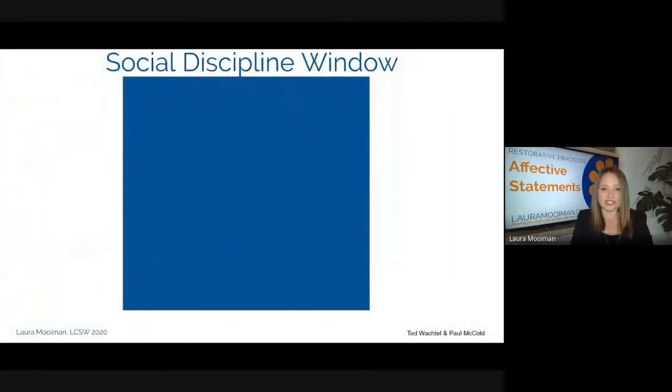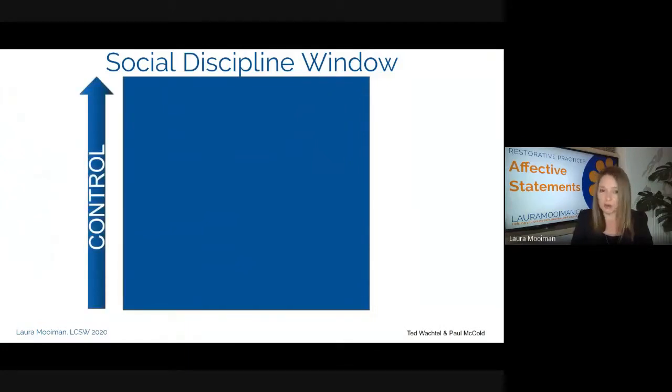Review on the social discipline window. So what we're talking about now is how we speak, really, about the things we say and the things we ask. So we could be really controlling with the way we talk, or we could be super supportive, or we could be a little bit of both.